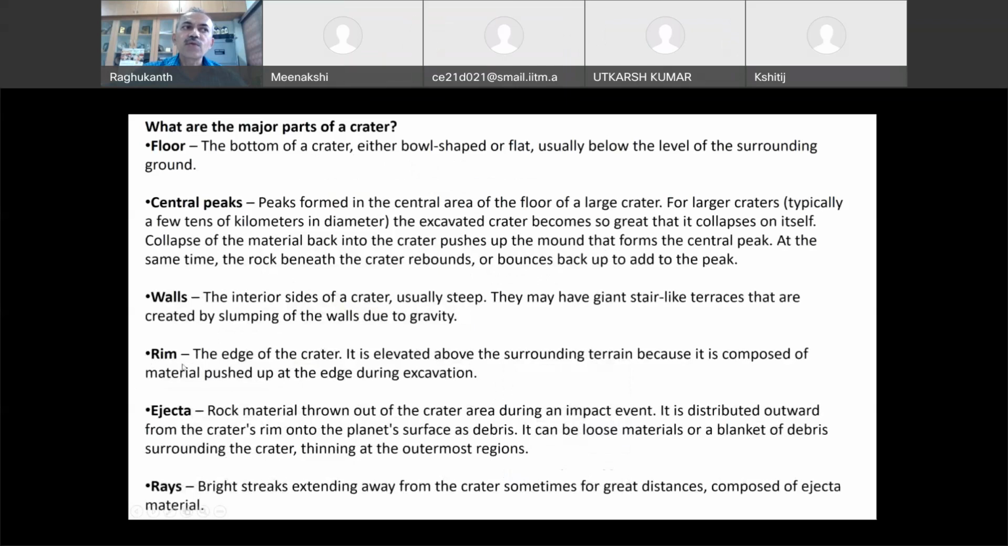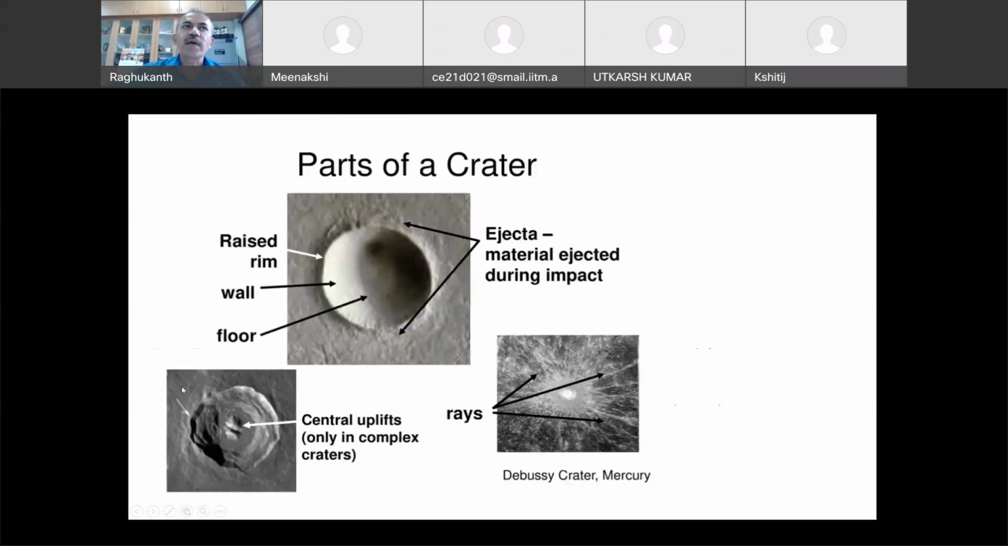Then the word used is rim. The rim is nothing but the edge of the crater, and it is elevated above the surrounding terrain because it is composed of material pushed up at the edge during the excavation. So this we call the rim of the crater. Generally, if you see any crater, it will be slightly elevated. The floor will be lower than the ground elevation. The rim will be slightly higher than our ground elevation itself. Then this is what we call the inside floor, and this is the wall itself.